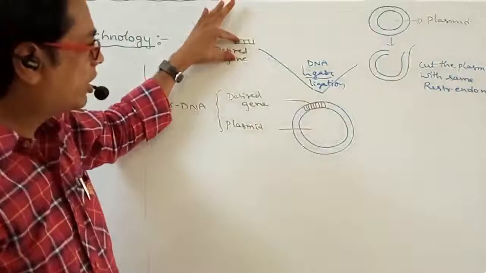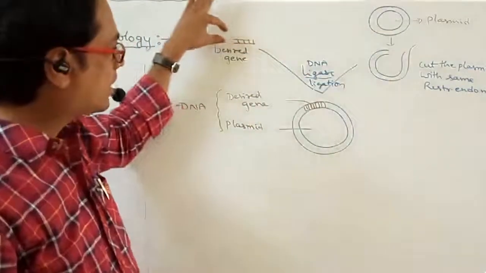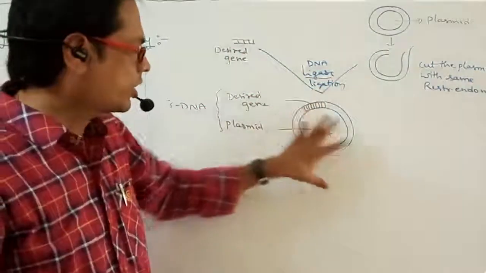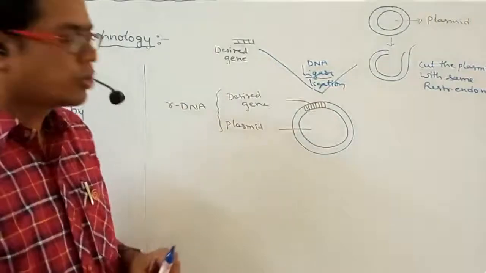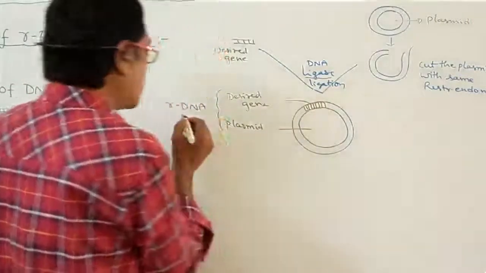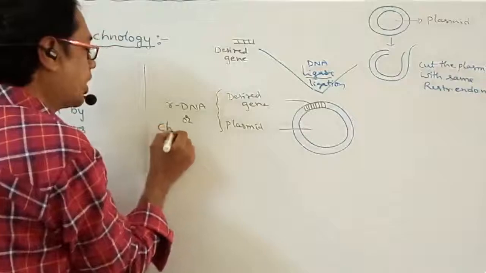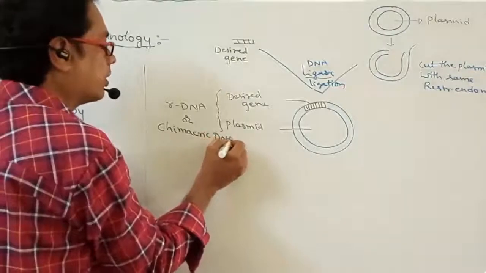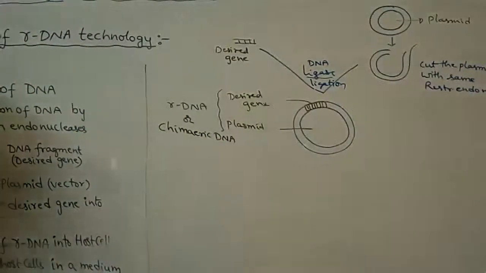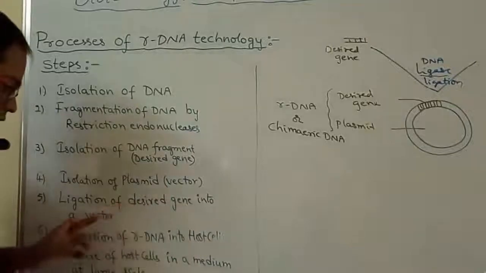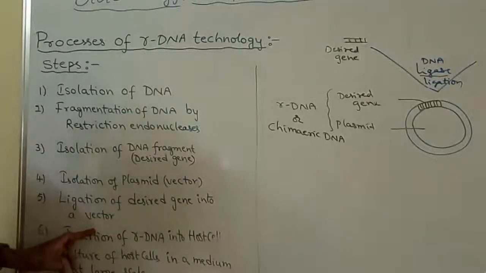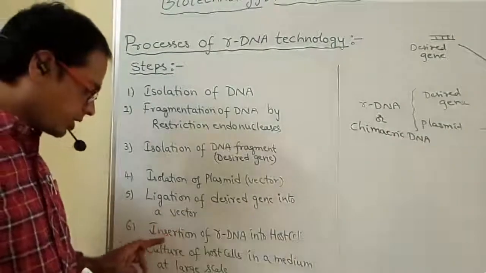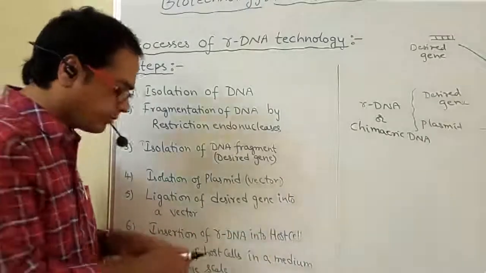So this is the desired gene and this is the cut plasmid. This desired gene is combined with the cut plasmid and the structure obtained is rDNA, other name chimeric DNA. Ligation of desired gene into a vector: which enzyme is used? DNA ligase. The process is called ligation.